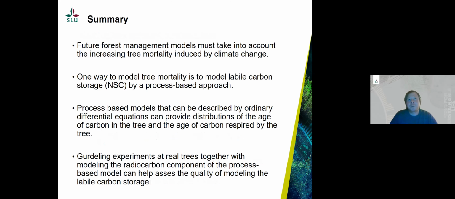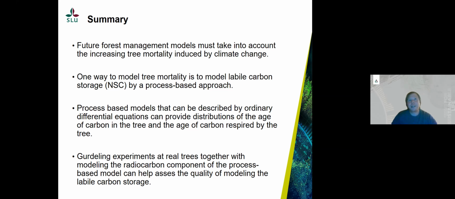So what was this all about? Let's recap. At first we noticed that climate change comes with increasing die-off rates of trees. And consequently, tree mortality needs to be modeled in forest management in the future, even with delayed effects. And one way to do so is to model resilience via carbon storage. And this can be achieved by process-based models.